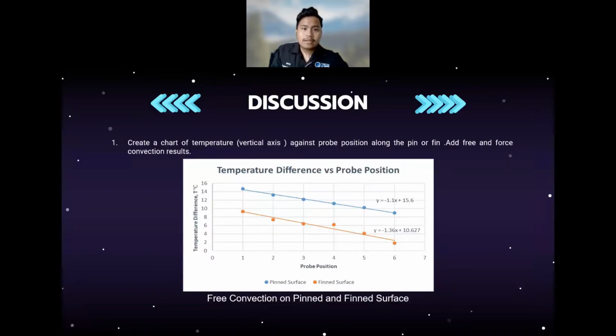And for discussion, the first question is to create a chart of temperature on the vertical axis against probe position along the pin or fin.